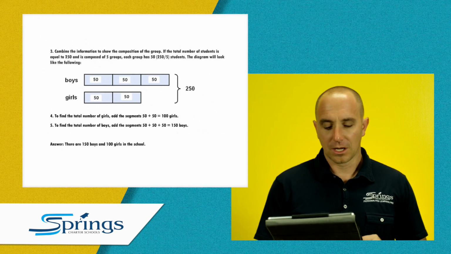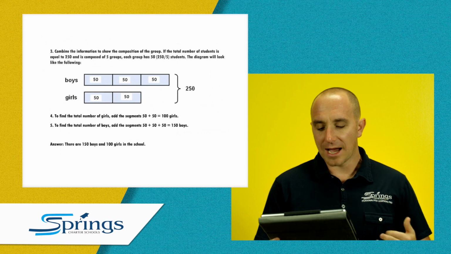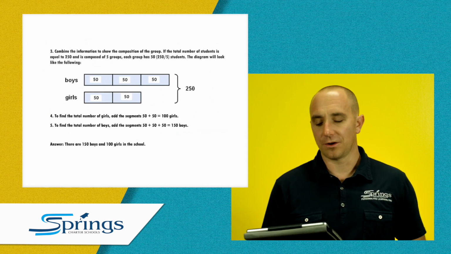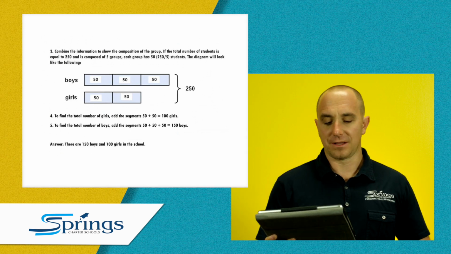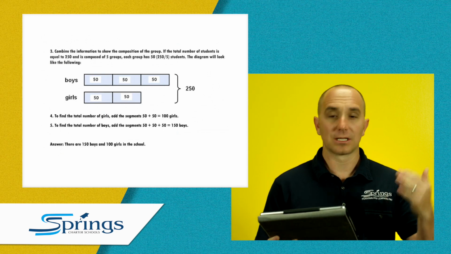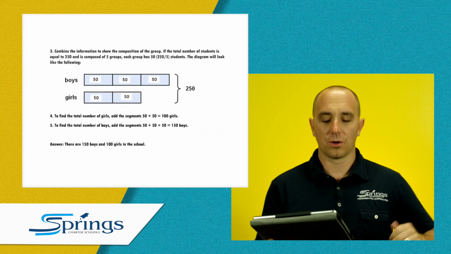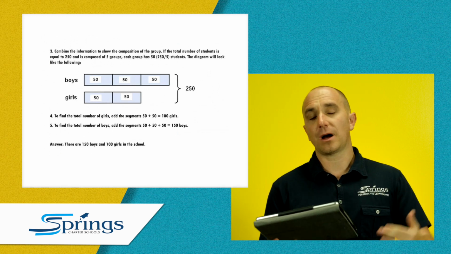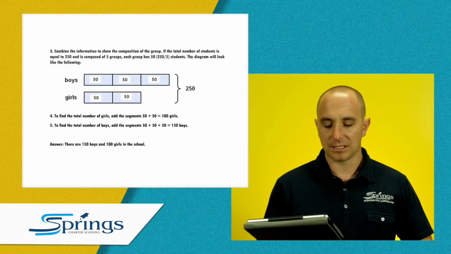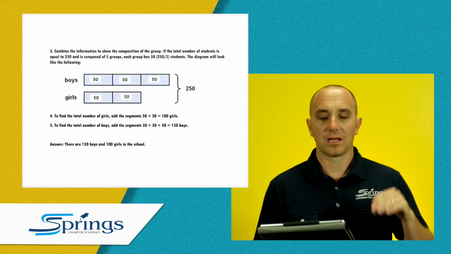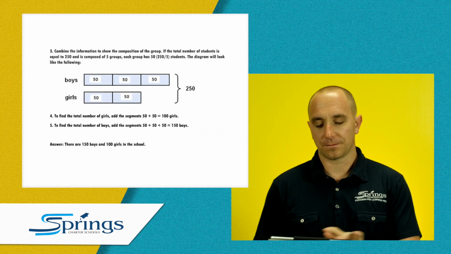All right, so to find the total number of girls, you add the segments. 50 plus 50 is 100, so we have 100 girls. And to find the total number of boys, we add those 3 segments. 50 plus 50 plus 50 is 150, so we have 150 boys. So our answer for the student population of 250 students is that there are 150 boys and 100 girls in the school.